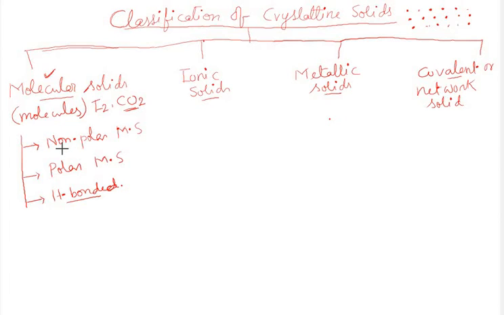Now what is non-polar molecular solid? The solid in which the constituent particles are non-polar. That means there is no polarity difference between the constituent atoms of that molecule. So those types of solids are classified as non-polar molecular solid. For example, I2, that is iodine, or solid hydrogen. If hydrogen is solidified at a very high pressure and low temperature, then it behaves as a non-polar molecular solid. Chlorine can also be solidified at very high pressure and low temperature.